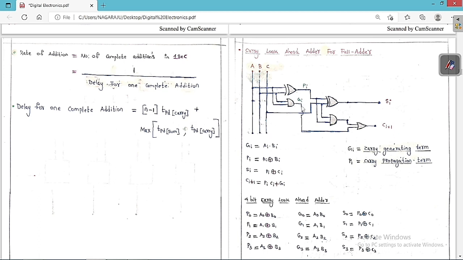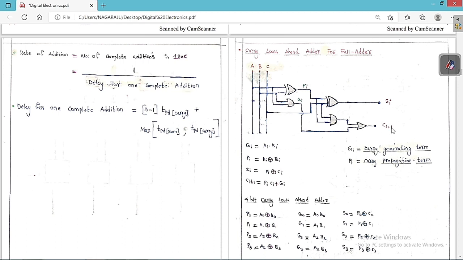Now what is the value of GI? You can see clearly the inputs are A and B, so GI is equal to AI into BI. Similarly, what is PI? PI is equal to AI XOR BI. Then what is the value of SI? SI is simply this PI XOR with CI. So SI is equal to PI XOR CI, where PI is AI XOR BI.